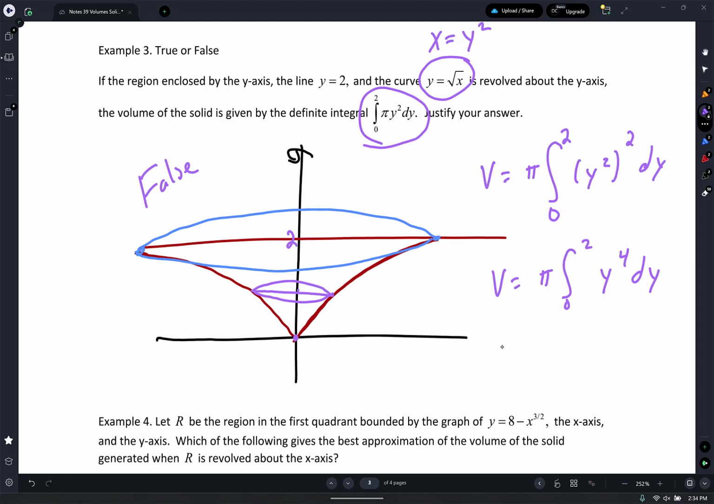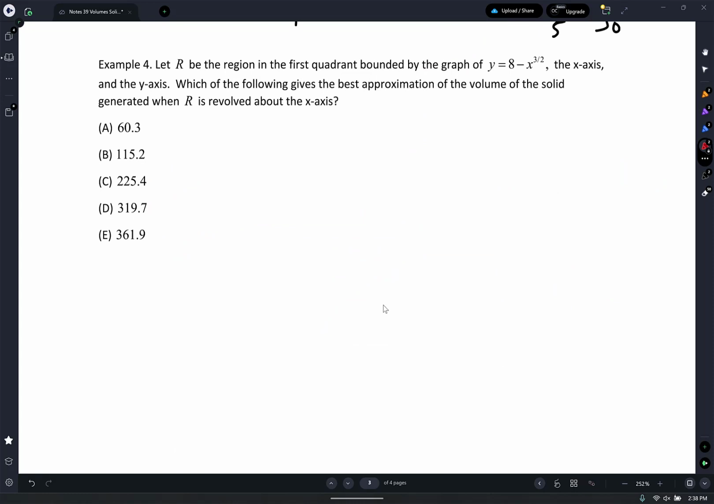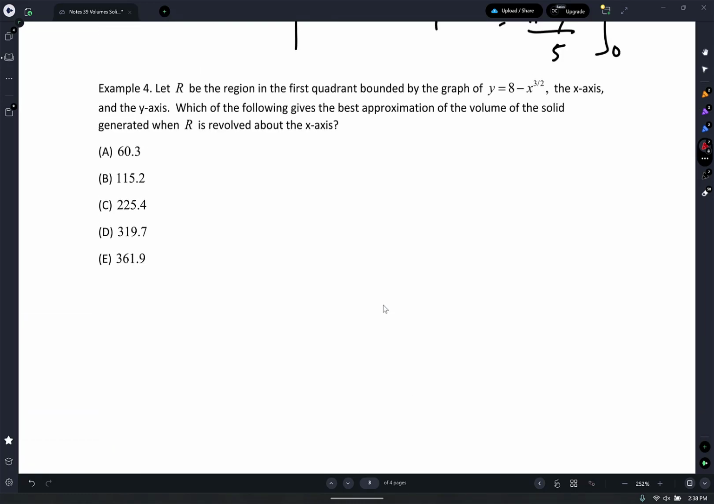How do we feel? All right. Here we go. Focus, guys. Focus, because we're gonna be done pretty quickly here.